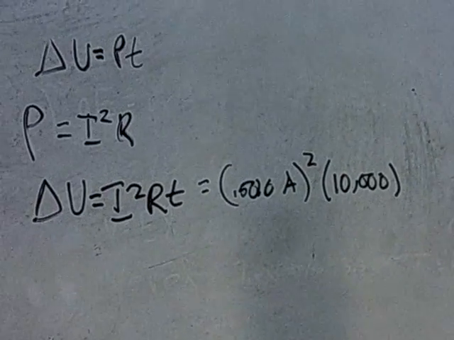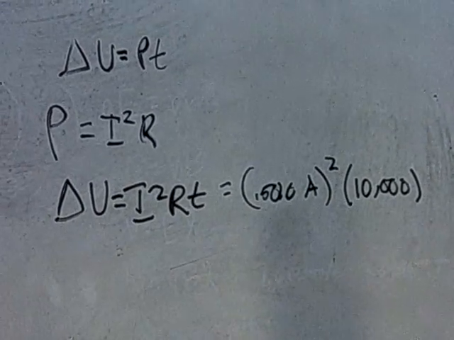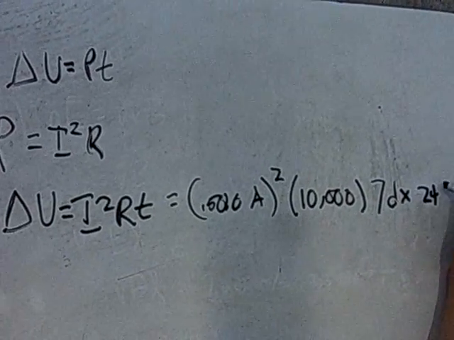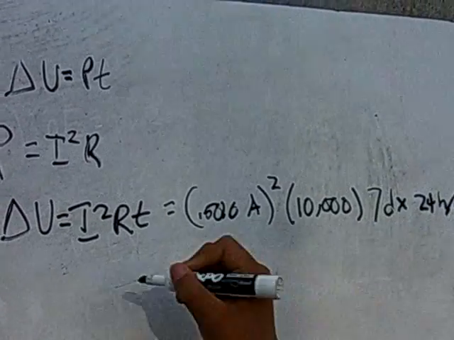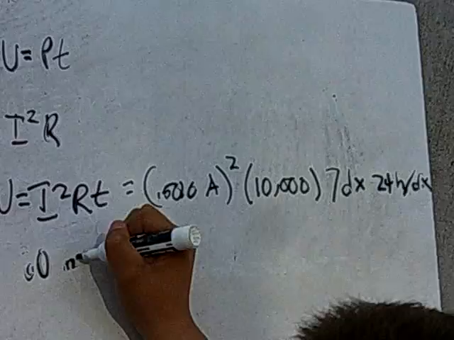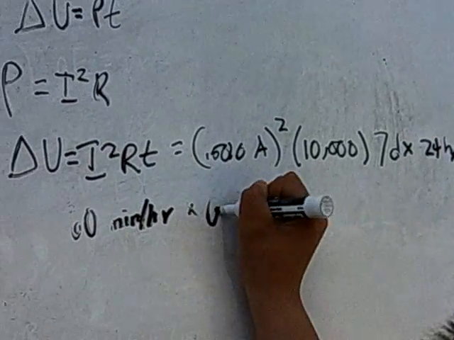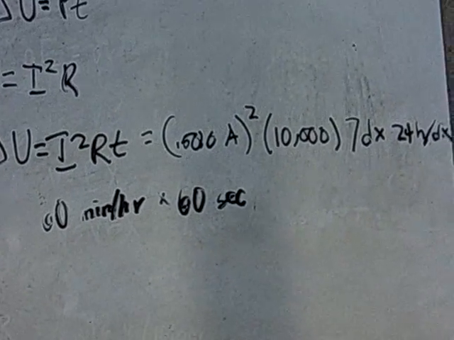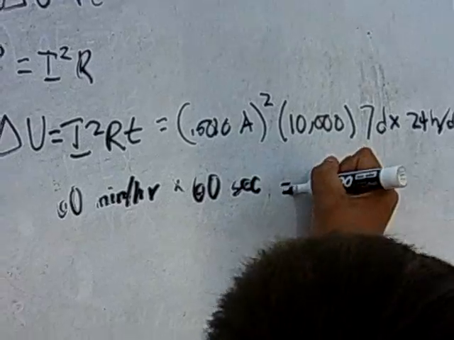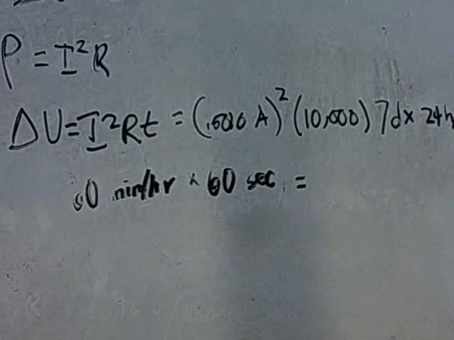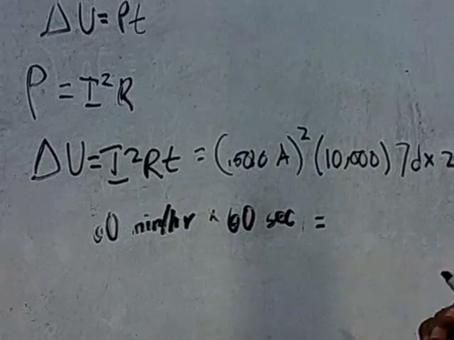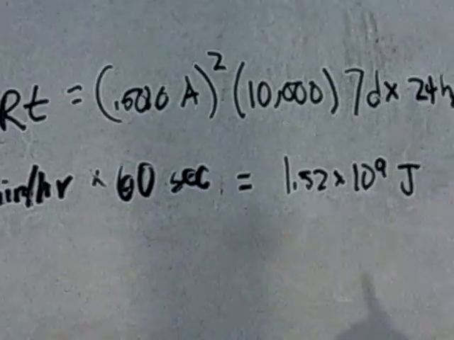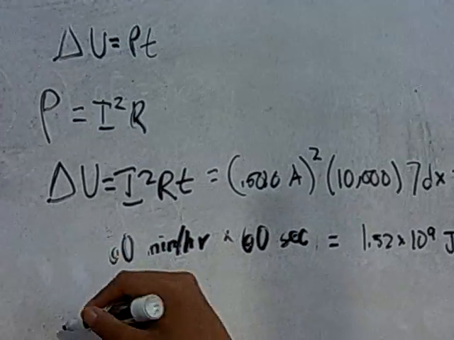well, we want it in seconds, but they give us 7 days, right? So you multiply by 7 for the days, and you multiply by 24 for the hours, and then you multiply it by 60 for the minutes, and then you multiply by 60 for the seconds. This is basically stoichiometry, which you should have done with Mr. Allender, who's a cool teacher. Anyways, that gives you 1.52 times 10 to the 9 joules. Alright, part E.